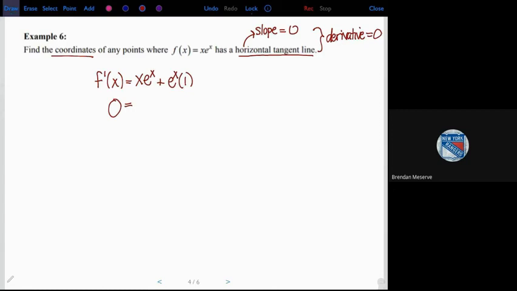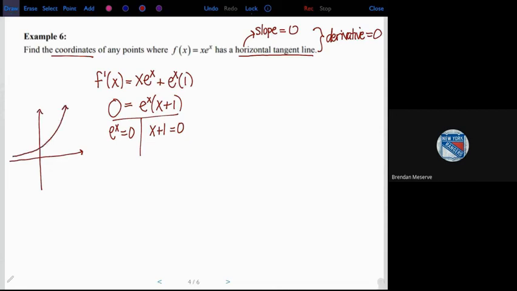We need to solve. So I see a GCF, so let's factor out e to the x. Either e to the x equals 0 or x plus 1 equals 0. Hold on a second. E to the x equals 0? I don't think so. That's an exponential function. The x-axis is a horizontal asymptote. E to the x is never equal to 0. That means my root is not coming from that piece. The only time it's 0 is over here when x equals -1.